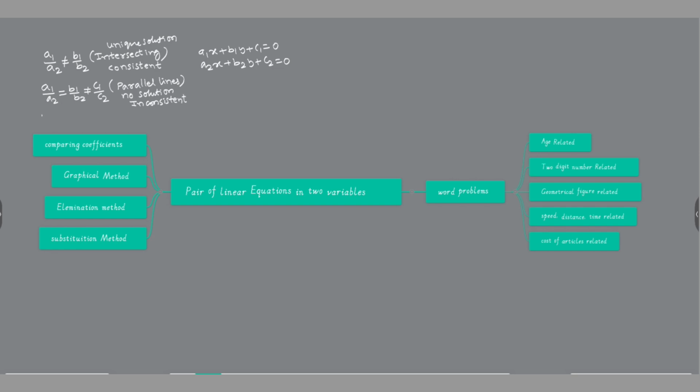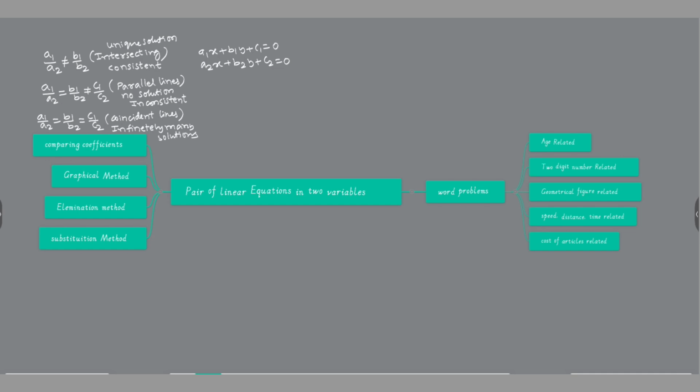Next condition, a1 by a2 is equal to b1 by b2 is equal to c1 by c2. All the three ratios will be the same. In this case, we call them coincident lines. Coincident lines means what? One on other. In this case, they will be having infinitely many solutions.